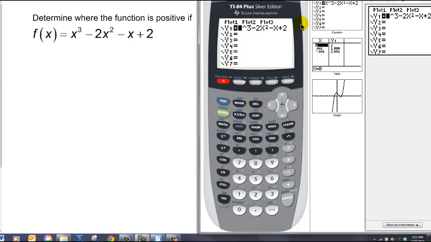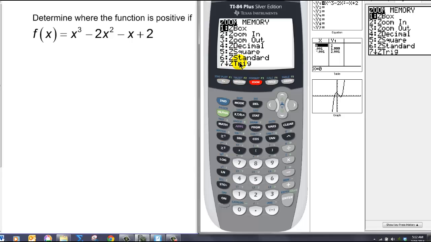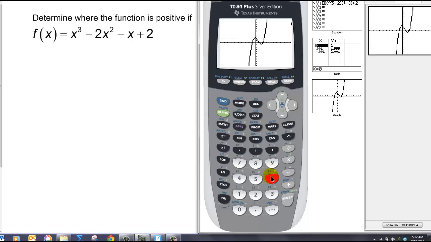Once you've plugged that new function into the calculator, so we can all see the same thing, we're going to go back to our zoom button. And in this case, we're going to hit standard again. So that's 6. And we get a graph that looks like this. Now, if we want to talk, is this positive or negative in our graph? We want to know whether it's above the axis or below the axis. So we're going to have to find out these intercept points. And I think the easiest way to do it is by graphing a horizontal line at y equals 0 and then find the intersection points, because then I'll know those intercepts.